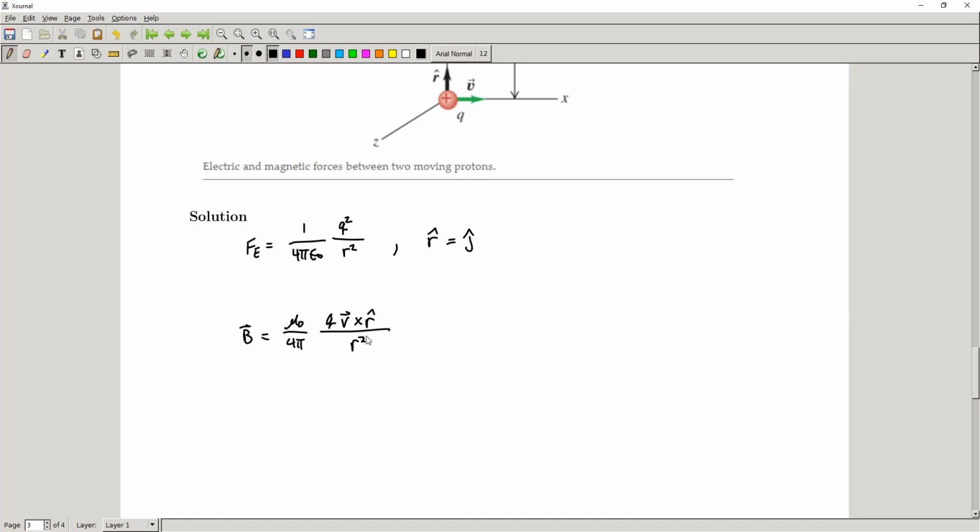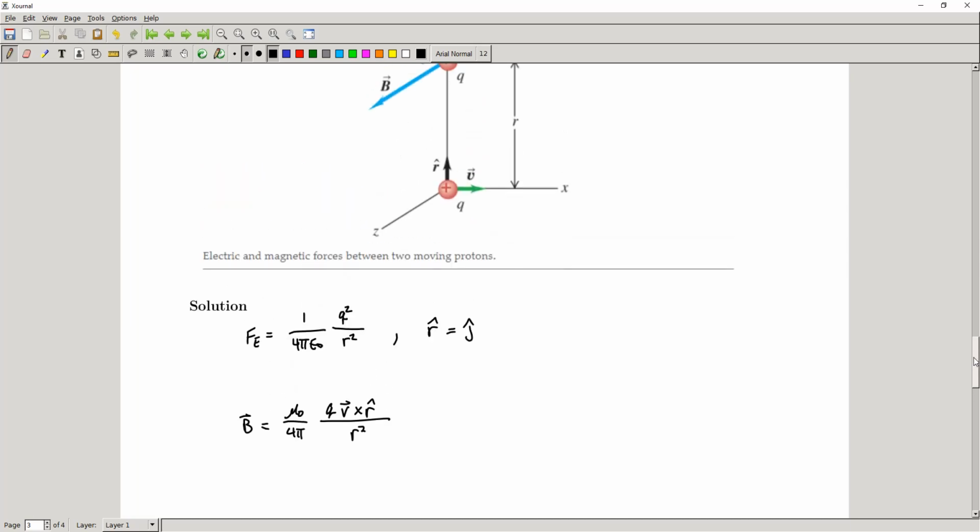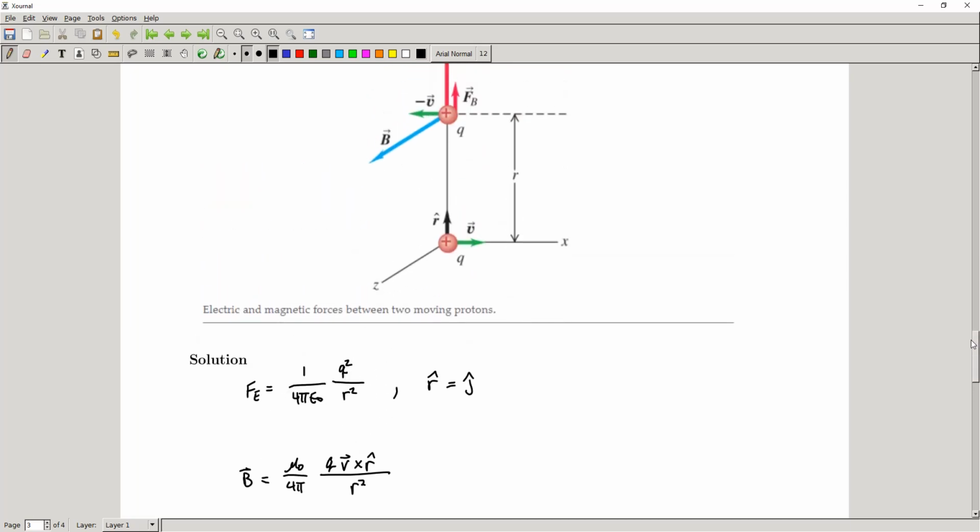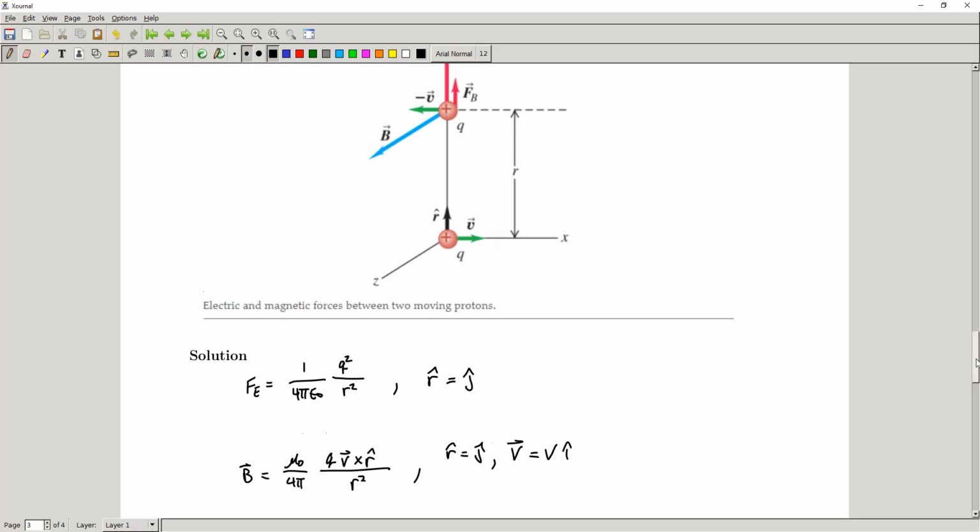Okay, and so we can simplify this a little bit, because we know our v for our bottom particle here, and this is what we're calculating. Remember, we're looking at the magnetic field produced by this bottom particle, so the v that we're looking at is the v of the bottom particle. So we still have an r hat that's equal to j hat, but we also have a v vector here, which is equal to the magnitude of v, and it points in the i hat direction, the positive x direction.